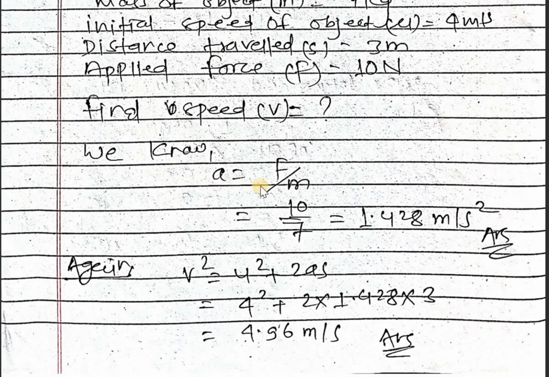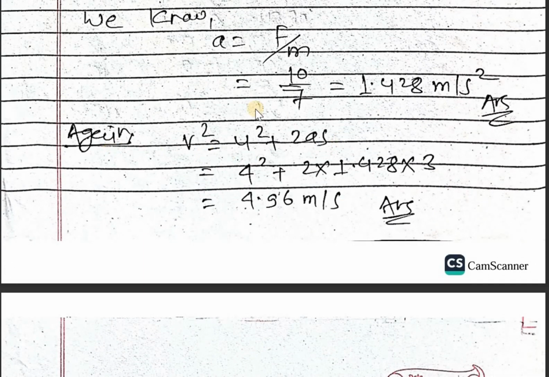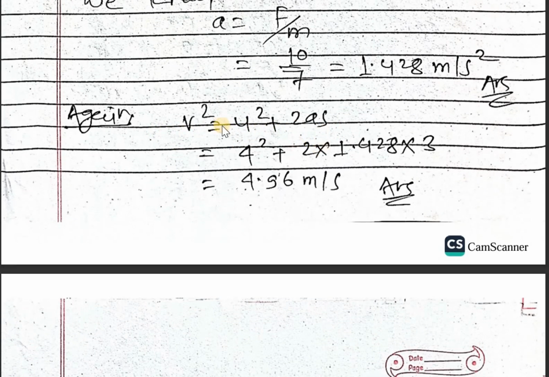First of all, we know acceleration equals force by mass, so 10 upon 7 is 1.428 meter per second square. And again we have the equation v square equals u square plus 2as, where v is the final velocity and u is the initial velocity, and in the question we have to find the final velocity. So initial velocity is 4, plus 2, the value of a we have already found above, into s is 3, so v is 9.46 meter per second.